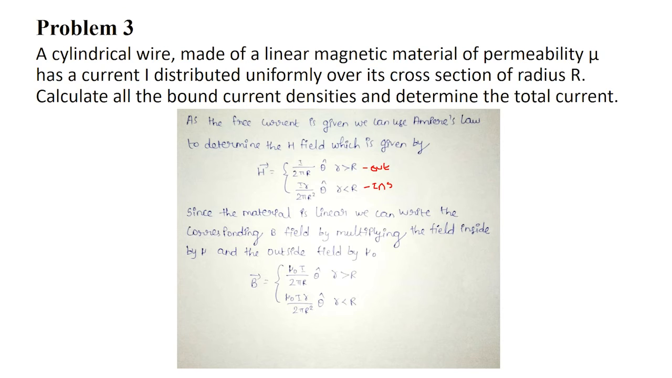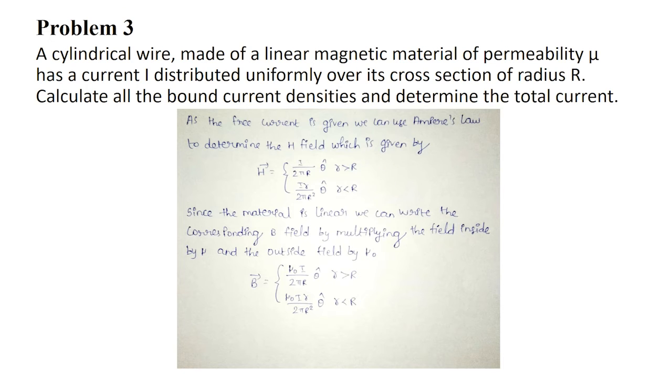Now we can find the corresponding magnetic field. Since the material is linear, we can write the corresponding magnetic field by multiplying the field inside by mu and the outside field by mu naught. So we just have to write mu naught along with this: B equals mu naught I by 2 pi r theta cap. This is for the outside. And mu I r divided by 2 pi R squared theta cap for r less than R. This is for the inside.